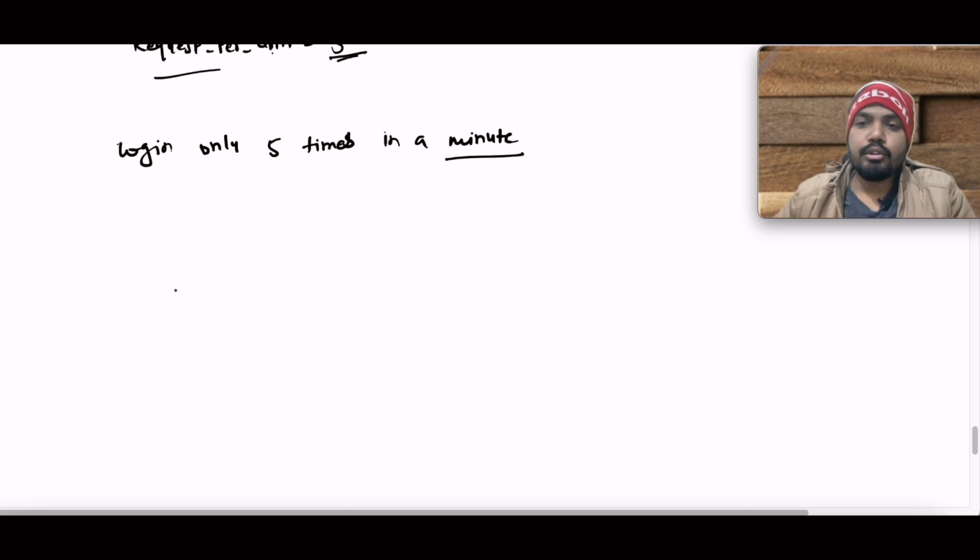Let's take another example. Suppose you want to allow the user to log in only 5 times in a minute, meaning the user can log in only 5 times in a minute. How can you write it?